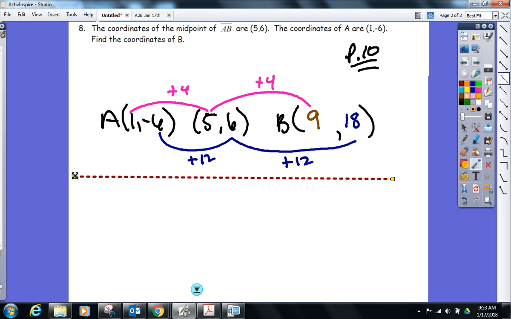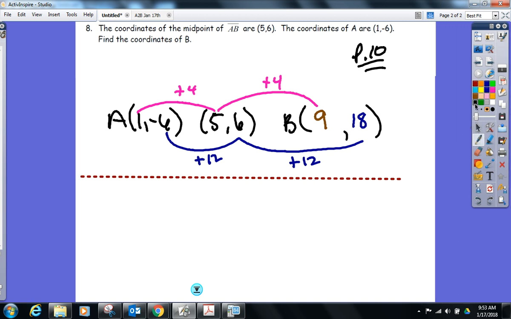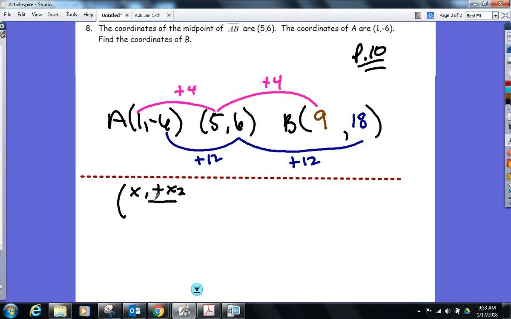The alternative way, what we called the skip method when I reviewed this with you, is to use the midpoint formula: X1 plus X2 divided by 2, Y1 plus Y2 divided by 2. What's the X coordinate of the midpoint in this problem? 5. So you could say 5 equals, what's the X coordinate of point A? 1 plus the other X coordinate, divided by 2.